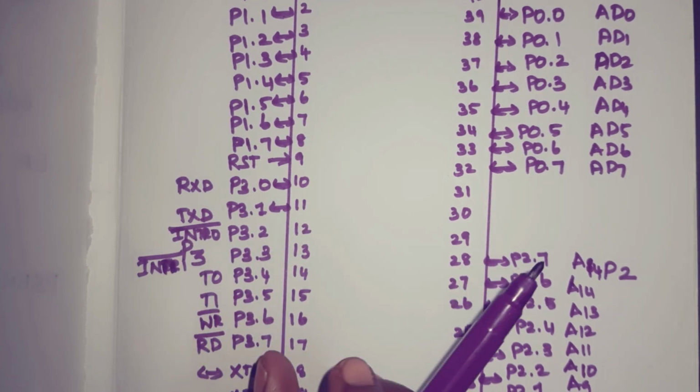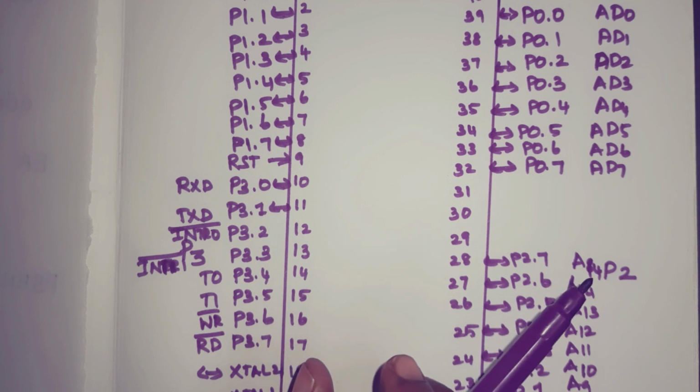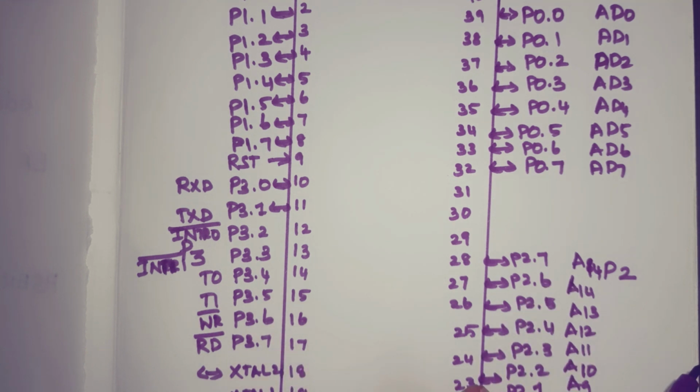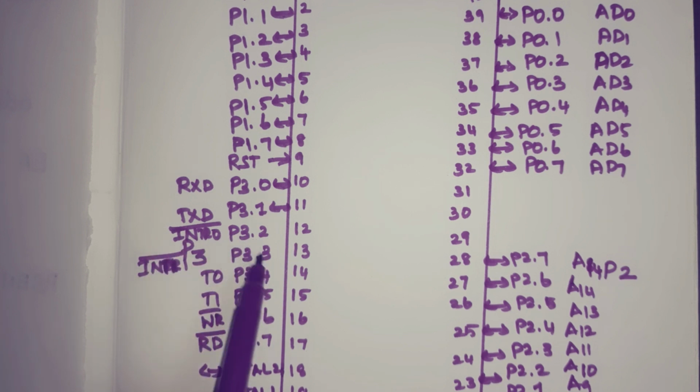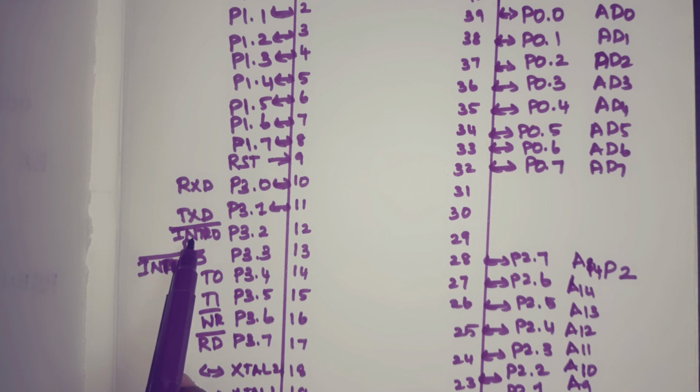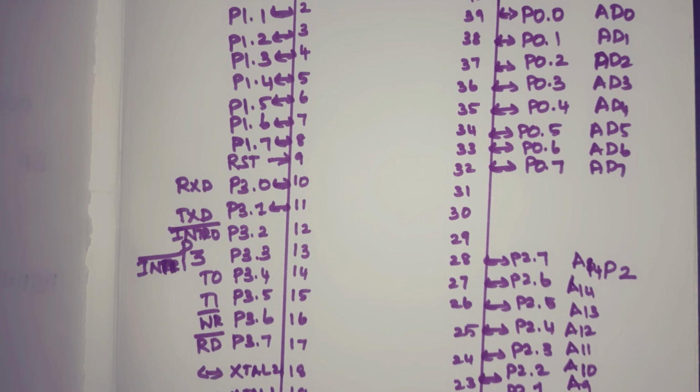In the microcontroller, there are 5 interrupts, 3 internal interrupts and 2 external interrupts. The external interrupts are given through the lines P3.2 and P3.3. So P3.2 is external interrupt 0 and P3.3 is external interrupt 1. Your microcontroller also has 2 timers, timer 0 and timer 1. The external input to these timers is given through the pins P3.4 and P3.5, for timer 0 and timer 1 respectively.